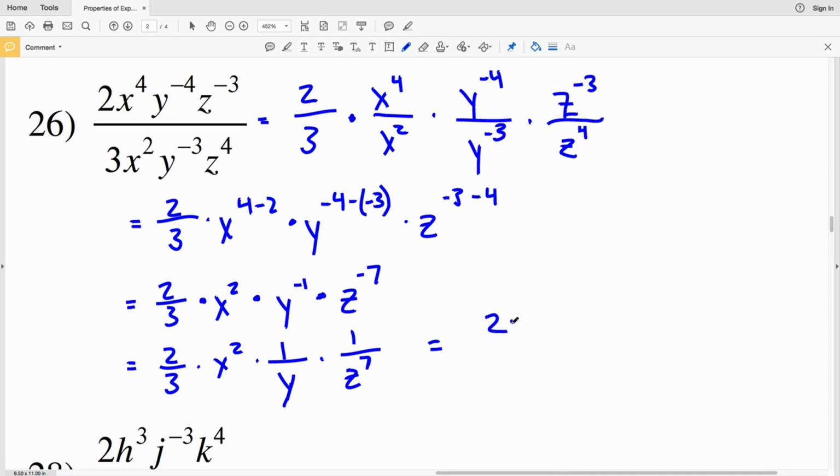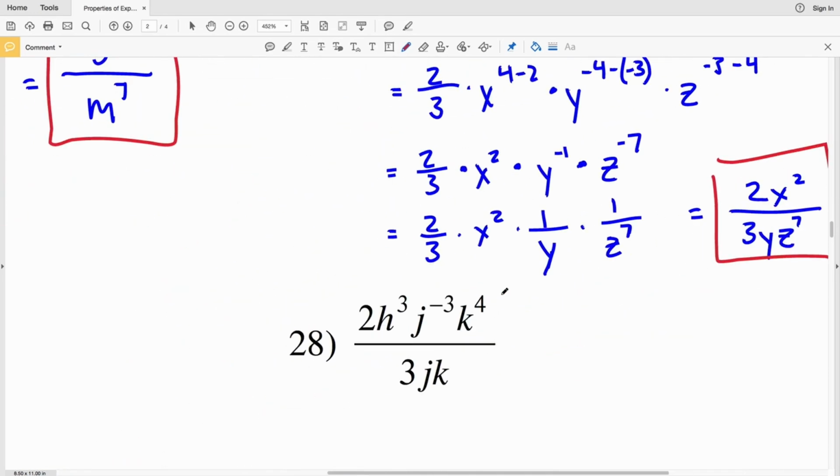I'll have 2 times x squared all over the denominators multiplied together, which is 3 times y times z to the 7th. And that's my solution in number 26.